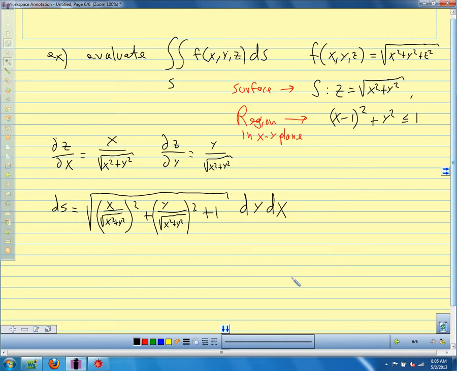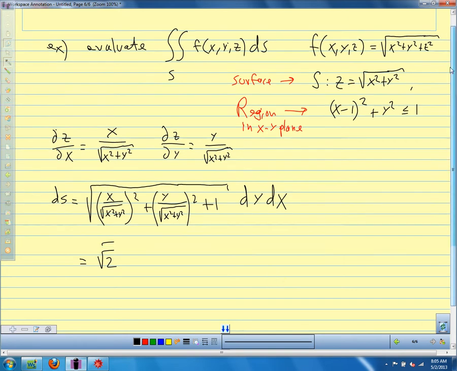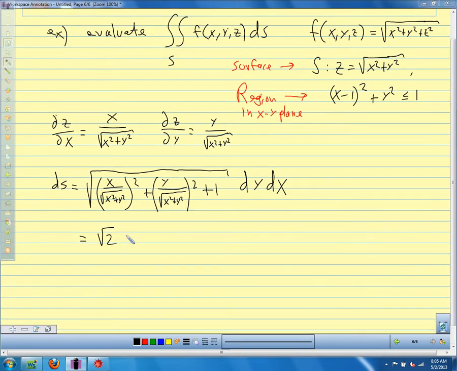And we need to simplify this. What does this simplify to? Square root of 2. So we get a common denominator, and we end up with x squared plus y squared, and this all simplifies to square root of 2. Don't you wish you could always do that in your classes, and not have to work it all out? All right, so now we have our dy dx.